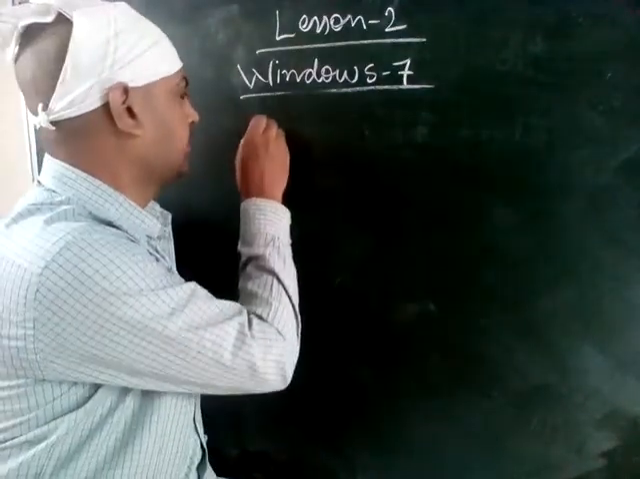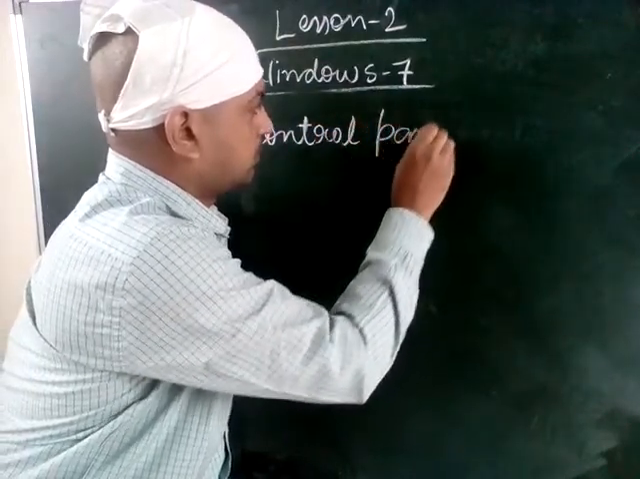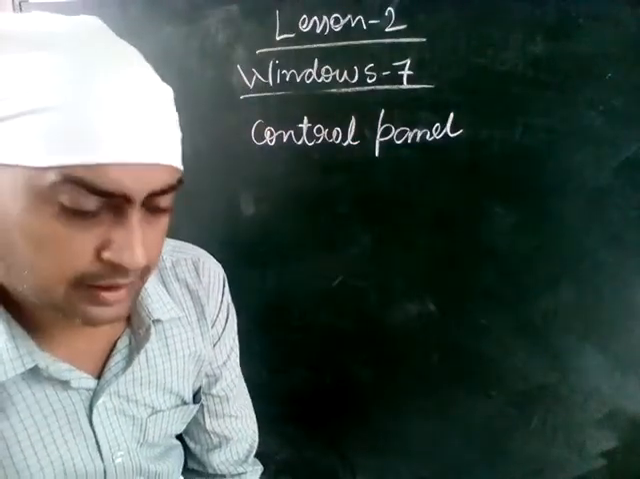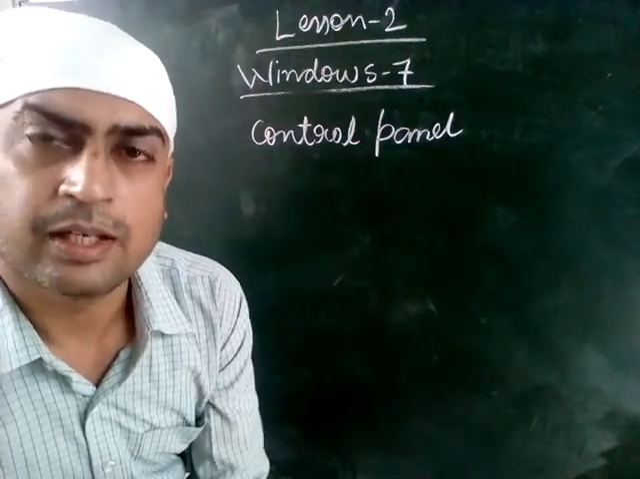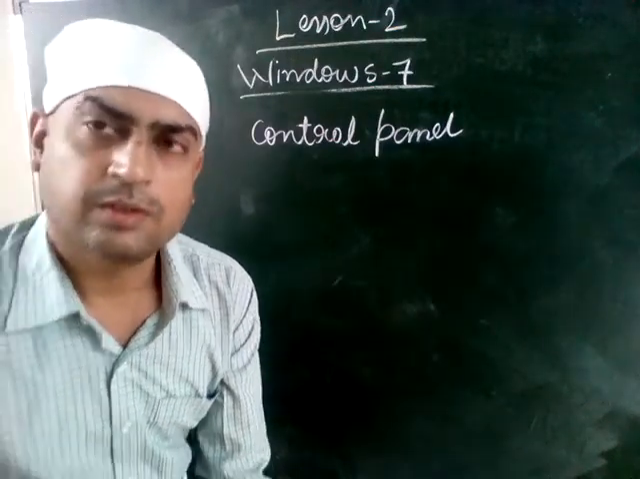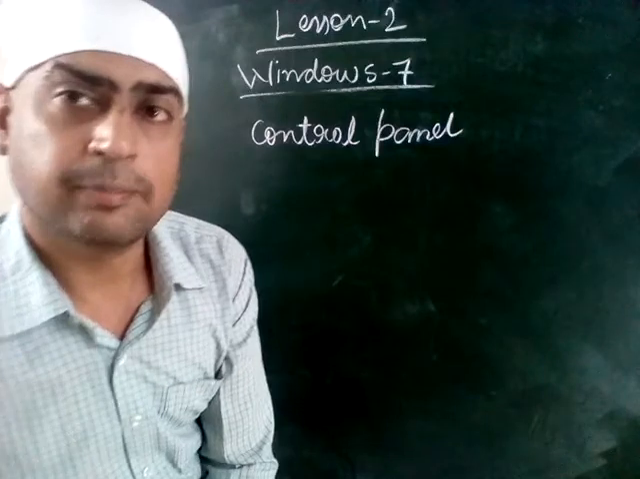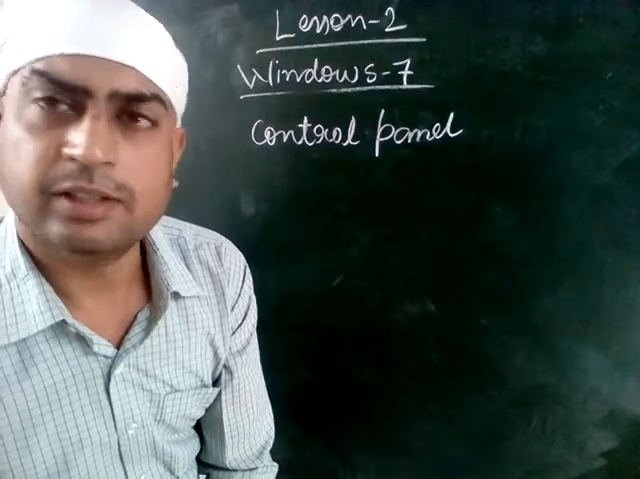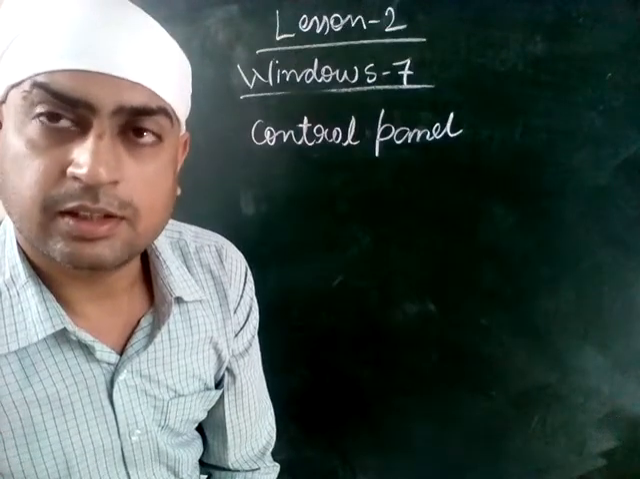Now next is control panel. What is control panel? Control panel is a folder, is a section in which all the settings are present. We can use control panel to control the computer system. We can install, we can uninstall, we can stop the services, we can repair any software, we can change the mouse setting, we can change the display timing, everything. We can change the wallpaper also. Every control is present in our control panel.